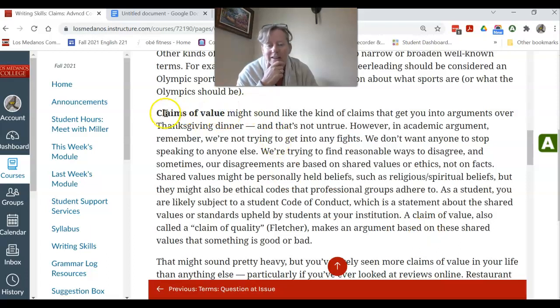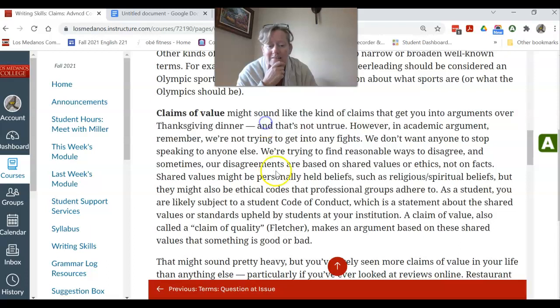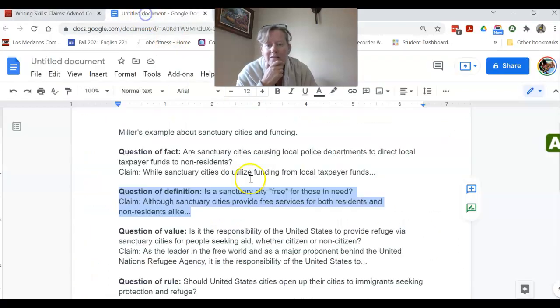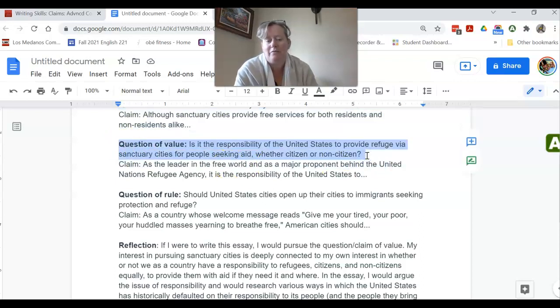I love this line. Claims of value might sound like the kind of claims that you get into arguments over Thanksgiving dinner, right? This is kind of where a lot of our arguments tend to land. Take a look at my example here. My value: is it the responsibility of the United States to provide refuge via sanctuary cities for people seeking aid, whether citizen or non-citizen? That's a question of value.